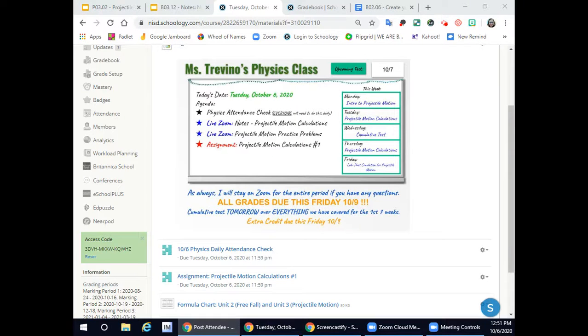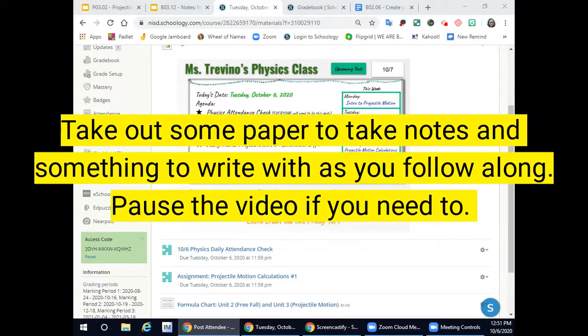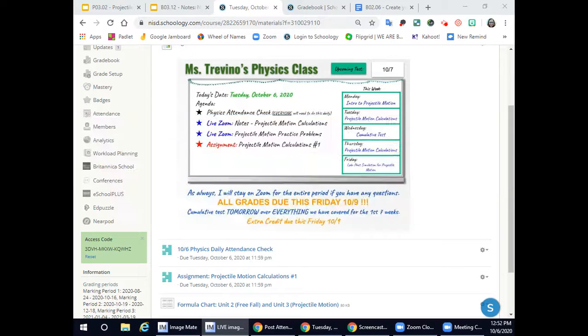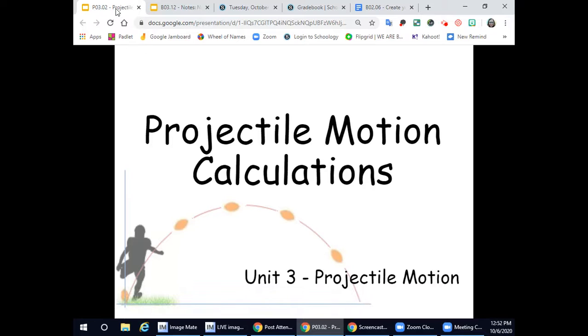All right, so today we are talking about formulas. So if you can get out a sheet of paper, that way you can work out these problems with me, that'd be better. All right, so hopefully by now you have something to write with. So today we're talking about projectile motion calculations.